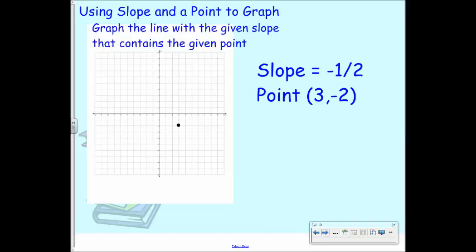Good start. So what's the first thing Angel did there? Keep going. He plotted the point, and the point was 3, negative 2. So x is 3 and y is negative 2. And then what's your slope telling you? Negative. So this is negative 1 over 2. So that means I'm going to go.